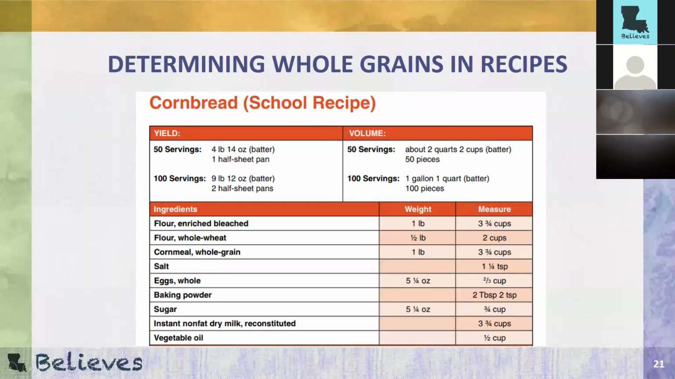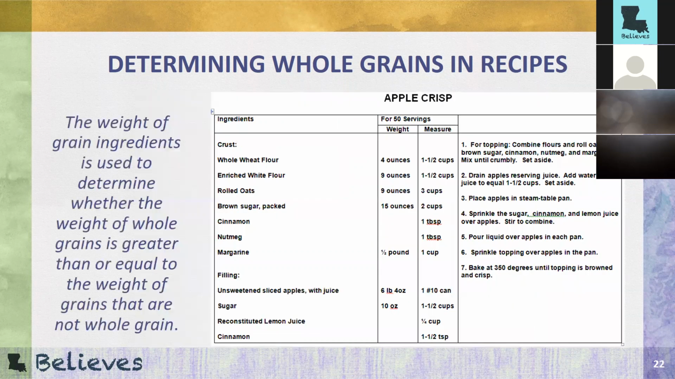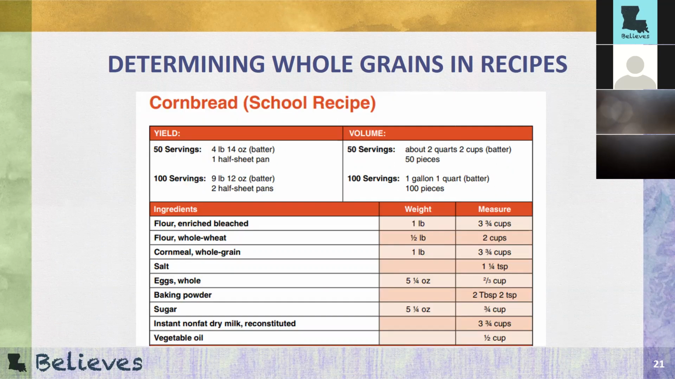If you're using a recipe, the weight of the grain ingredients is used to determine whether the weight of the whole grains is greater than or equal to the weight of grains that are not whole grains. So if you look at this recipe for cornbread, it has 3 different grains. 50 servings of this cornbread calls for 1/2 pound of whole wheat flour, a pound of whole grain cornmeal for a total of 1.5 pounds. It also calls for a pound of enriched bleached flour. The total pounds of the whole grains, though, is greater than the total pounds of the non-whole grain. So this recipe qualifies as a whole grain product.